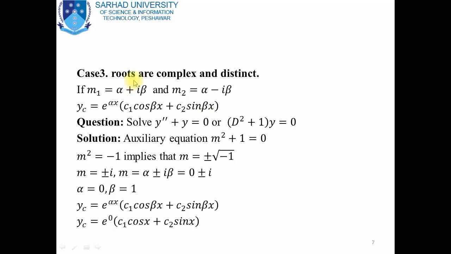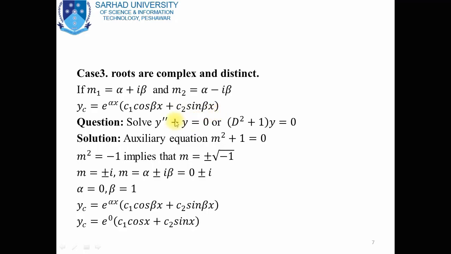Now case number 3: when the roots of the auxiliary equation are complex and distinct, meaning the roots are imaginary, the roots are complex and different. For example, m1 is equal to alpha plus iota beta and m2 is equal to alpha minus iota beta. Then the complementary function will be e power alpha x into c1 cos beta x plus c2 sin beta x.